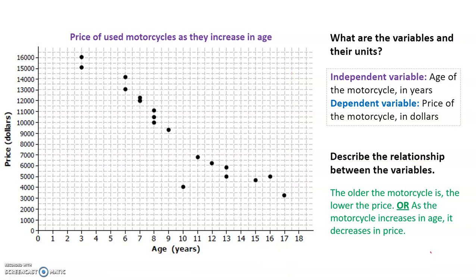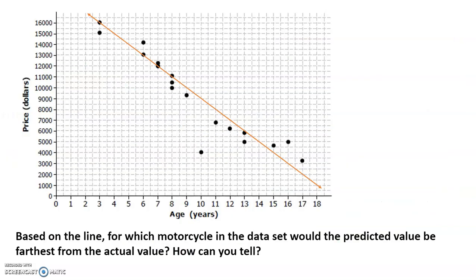In order to analyse the relationship or the trend further, we need to put in a line of best fit. Now a line of best fit should roughly go through the middle of all your dots. Once we have a line of best fit, we can analyse it a little bit further.